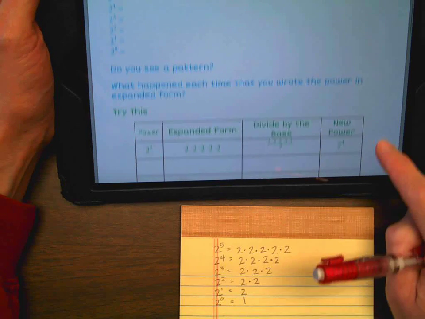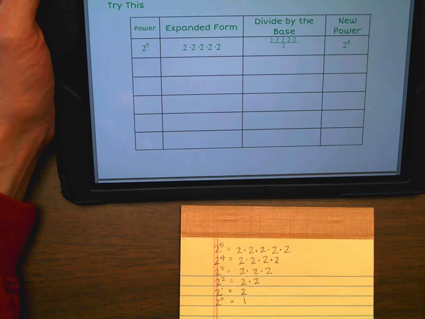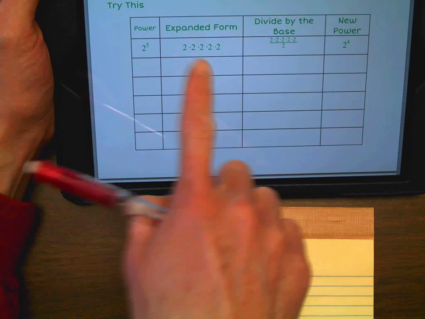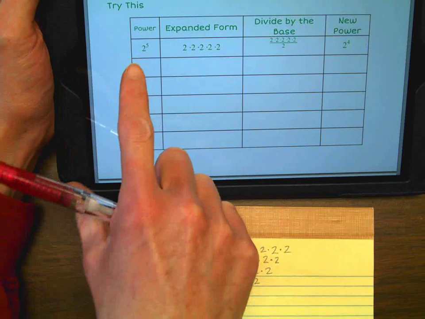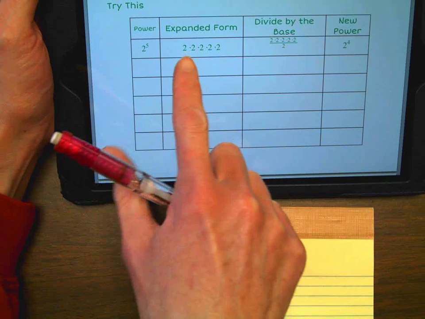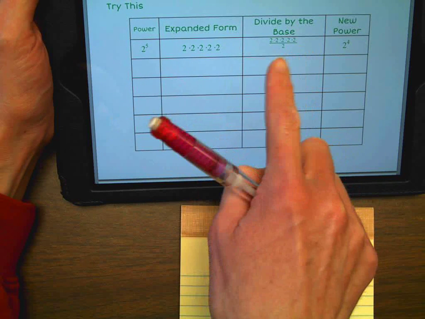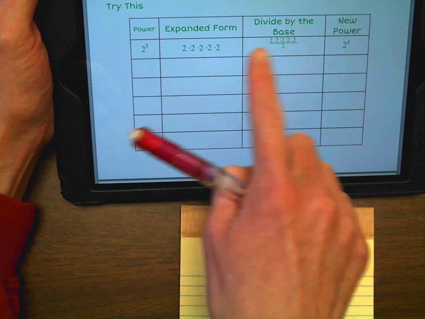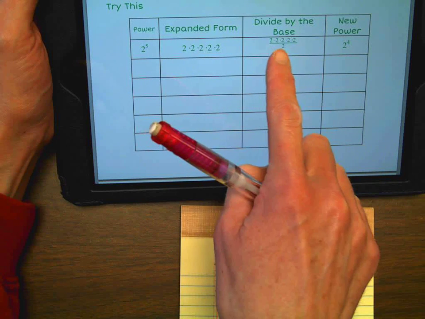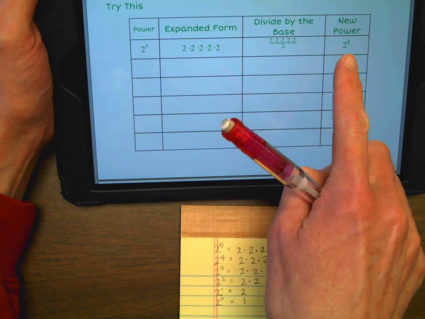Another thing that I want you to look at is this little table. It says power, and then it gives you the expanded form, and then it gives you divided by the base and the new power. So for example, if we have 2 to the 5th, we see 2 times 2 times 2 times 2 times 2. We take that, we divide it by 2, and we know that 2 goes into 2 once, so that leaves us with 4 2's multiplied together, so that's how we got 2 to the power of 4.